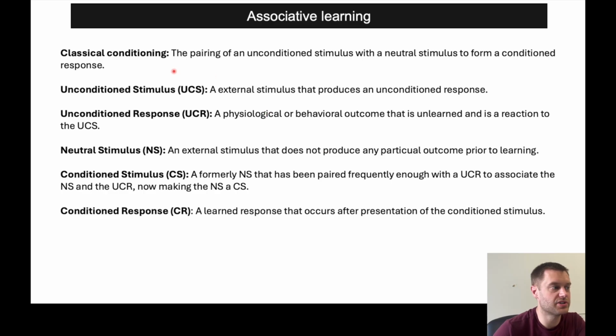Okay, so classical conditioning is the pairing of an unconditioned stimulus with a neutral stimulus to form a conditioned response. So let's go ahead and unpack some of these terms. An unconditioned stimulus is an external stimulus that produces an unconditioned response. So what do I mean by stimulus? Anything. An unconditioned stimulus is something that's out in the world that when you experience it, it produces some kind of unconditioned response. Unconditioned in this situation means unlearned, okay?